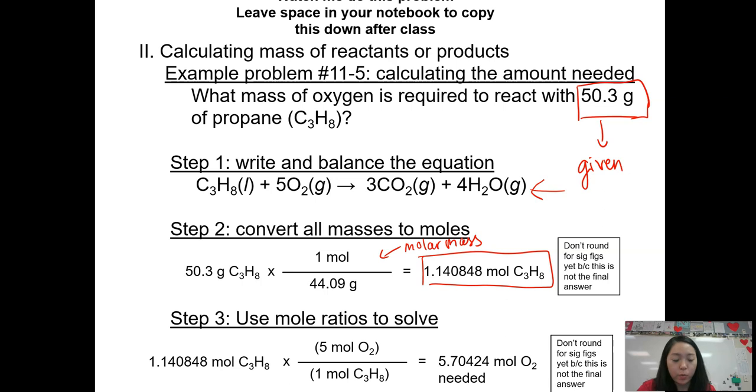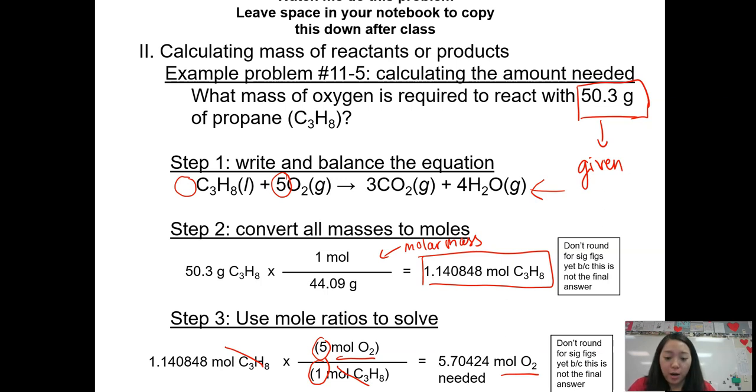Now you do the same thing as we did in class, where the one that you want, you keep at the top. The one that you want to cancel, you put at the bottom of the fraction. In this case, we want mole of O2, so we put mole of O2 at the top. And then we want mole of propane at the bottom, because we want to cancel mole of propane. Once again, how did I get these numbers? This number 5 is right here in the chemical equation. This number 1 is right here where this blank space is. There's no coefficient in front of propane, but you have to remember that there's an invisible 1 right there. That's how I get the 5 and the 1.